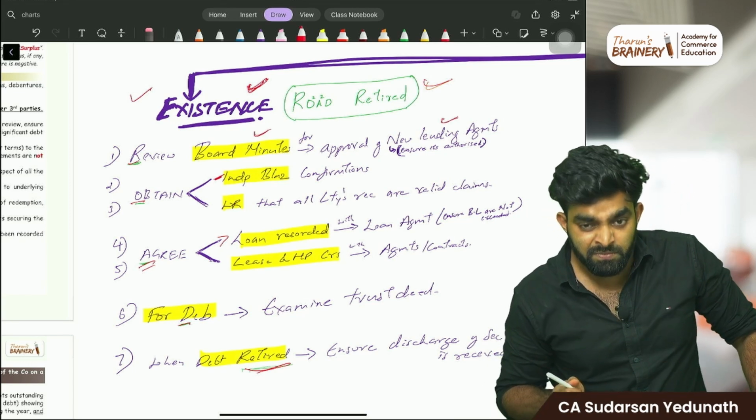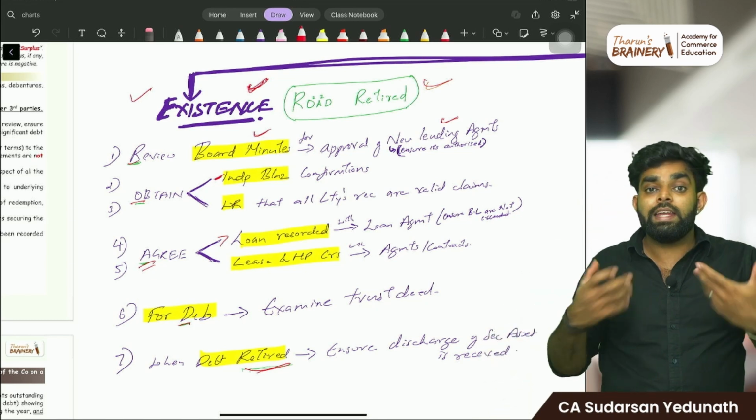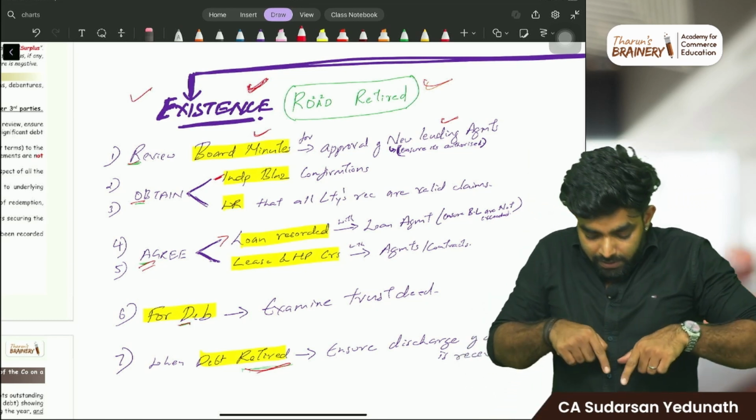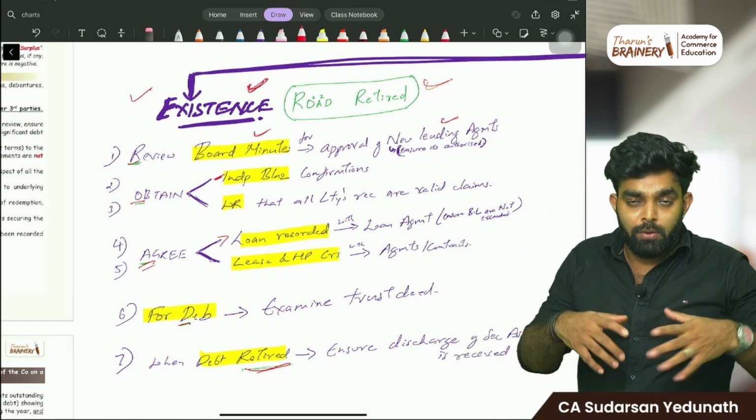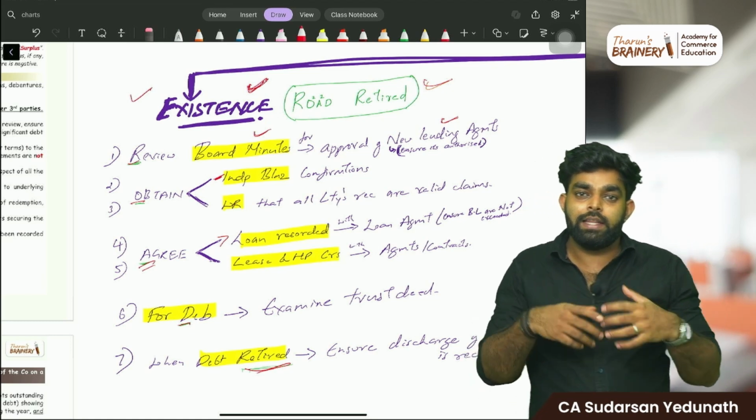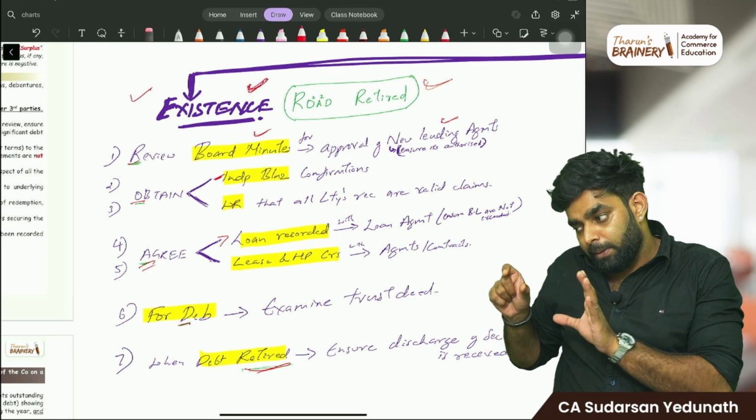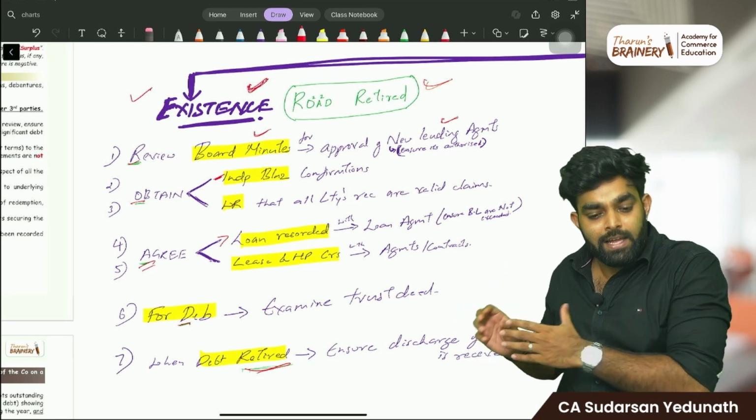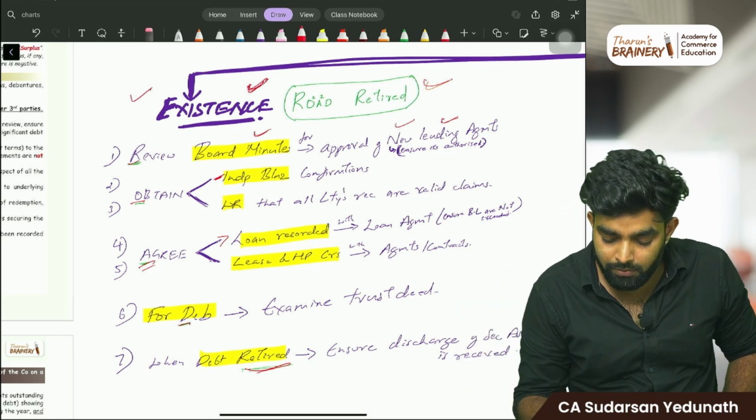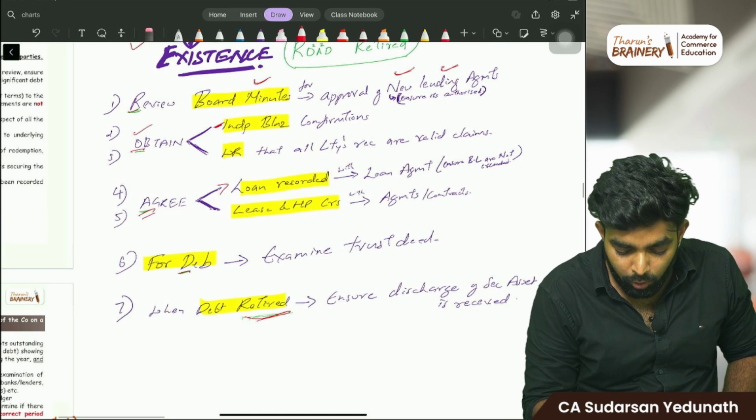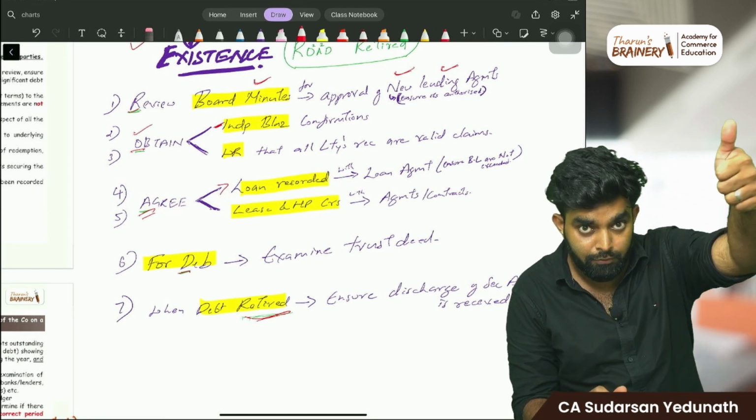This is borrowing. Has any new lending agreement been approved or not? Because in a meeting the board of directors will sit, and they will approve any new lending agreements. That thing will be included in the minutes. So as an auditor, verify those minutes, whether any approval of a new lending agreement has happened. Then obtain. R means review.